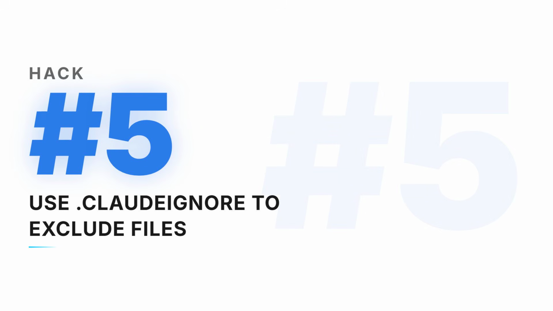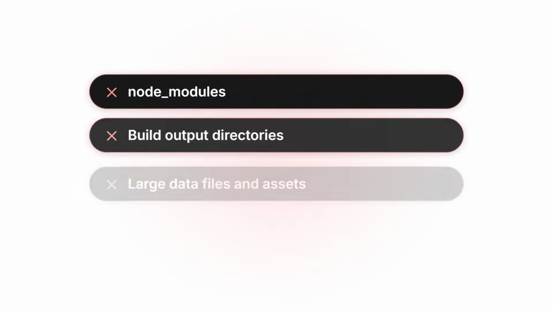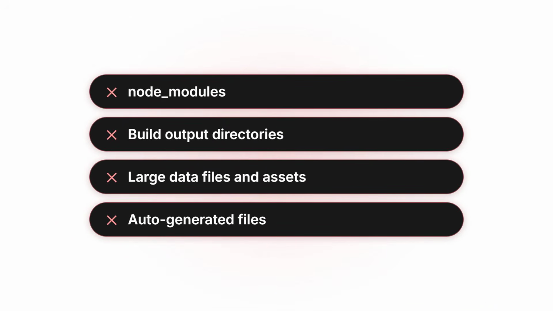Number 5, use Claude ignore to exclude irrelevant files. So your project probably has a node modules folder, if you've looked this deep, a build output directory, maybe some large data files or assets that Claude never really needs to touch. And so these would have been automatically created by Claude Code, so you might not even be familiar with these files at all. But by default, Claude Code will try to search through or reference these directories when it's looking for certain information. But every time that it reads a file that it didn't need to read, that is a wasted amount of tokens.